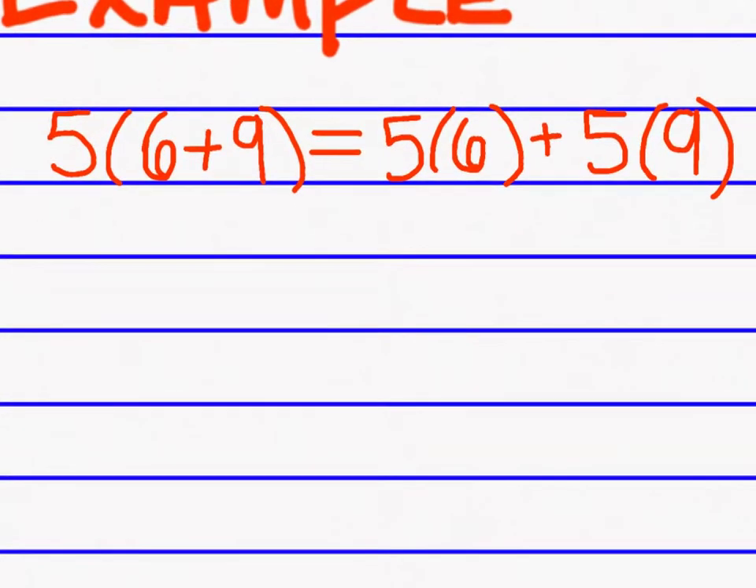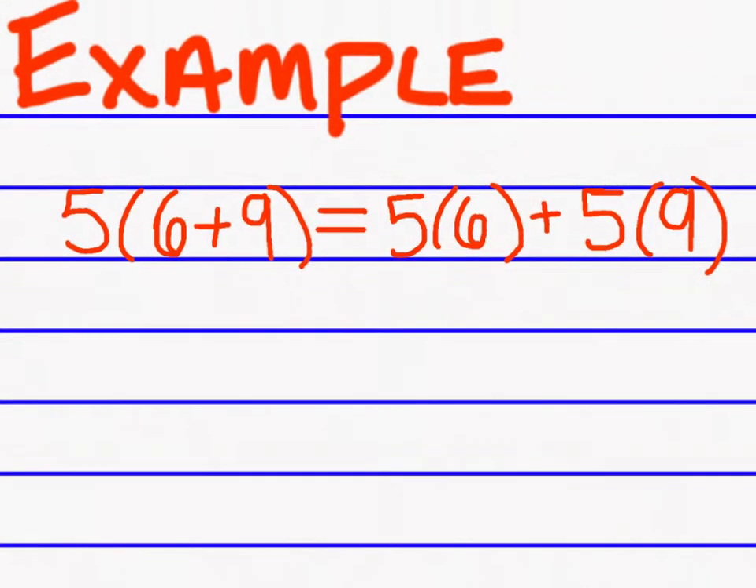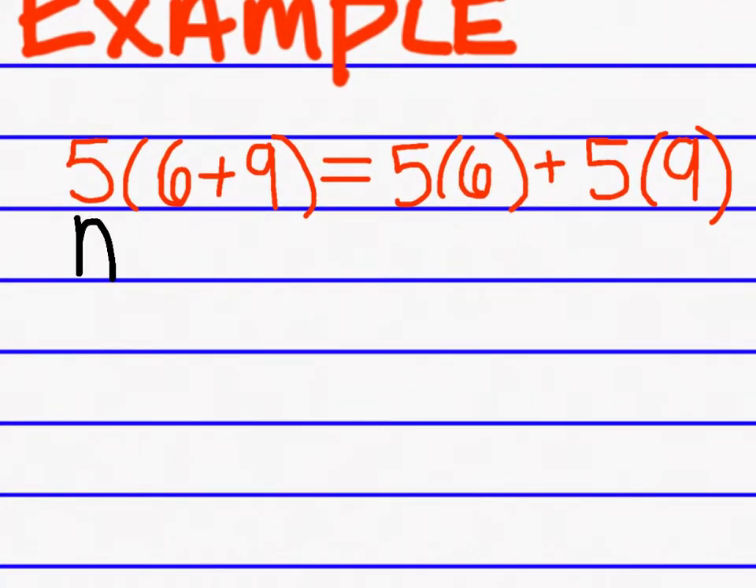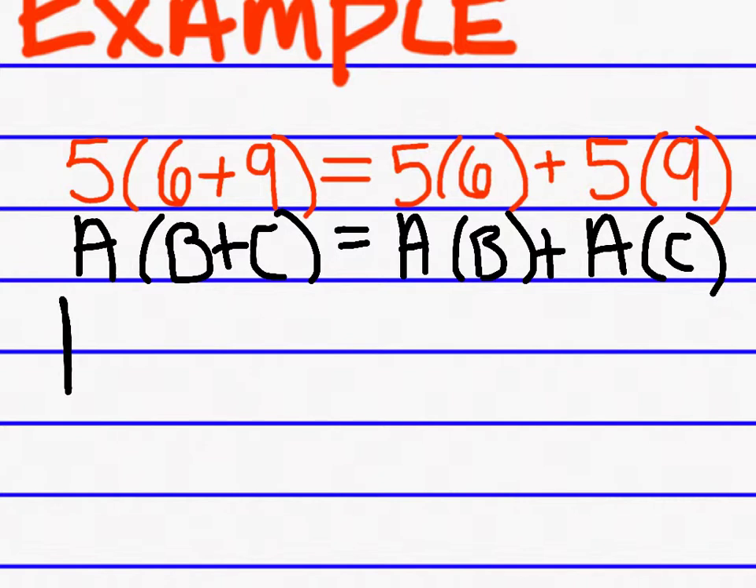Okay, next example. We have 5 times 6 plus 9 is equal to 5 times 6 plus 5 times 9. So that is A times B plus C is equal to A times B plus A times C. This should be the distributive property, which is letter F on your sheet.